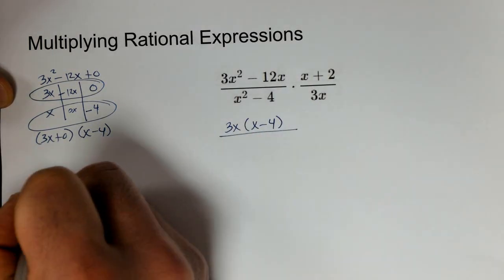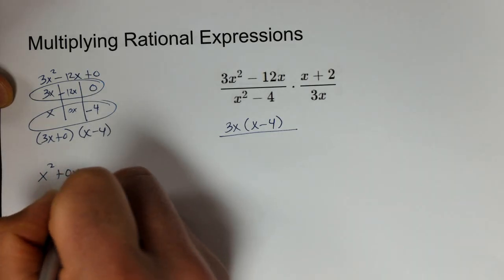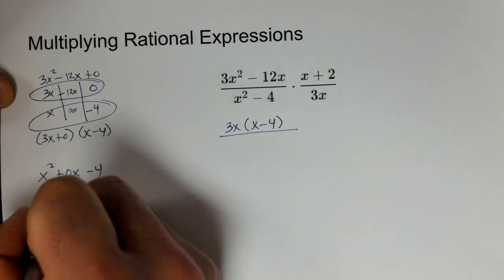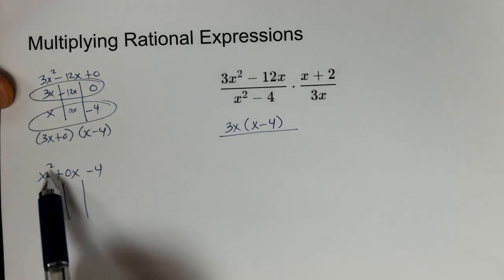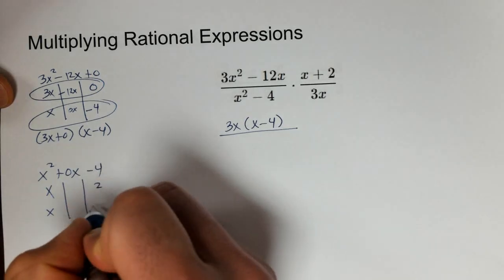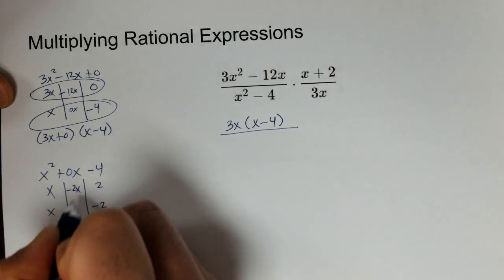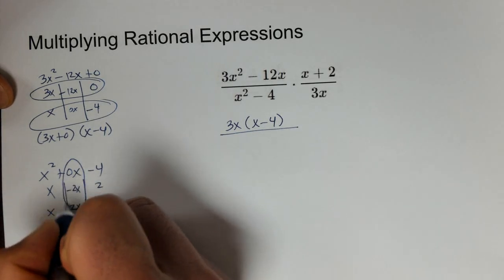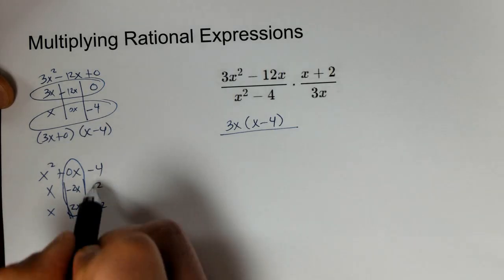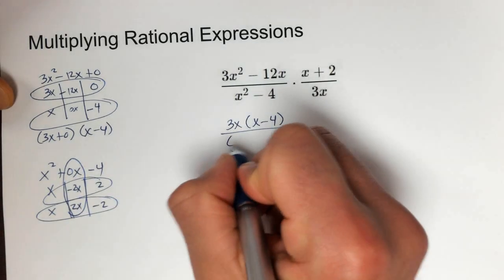Right? How do I factor the next piece? x squared plus 0x minus 4. Since they're both perfect squares, you can just square root them. It's going to be x and then 2. Just make one positive and one negative, that way when you cross multiply, they cancel the 0. That's the goal here. So I have a positive 2 and a negative 2.